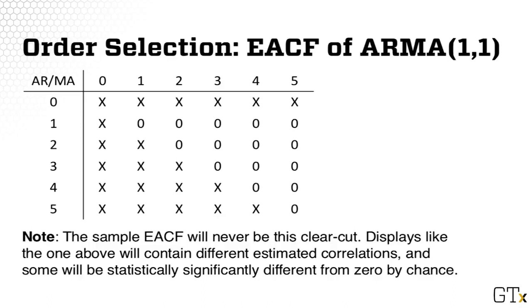In this example, we see the first 0 at AR order 1 and MA order 1, as expected for an ARMA 1-1 model. Then we see zeros all through the MA orders corresponding to AR order 1, indicating no improvement in MA order from order 1. The same, we see zeros through all the AR orders when MA order is equal to 1. The sample EACF will never be this clear-cut in real practice.